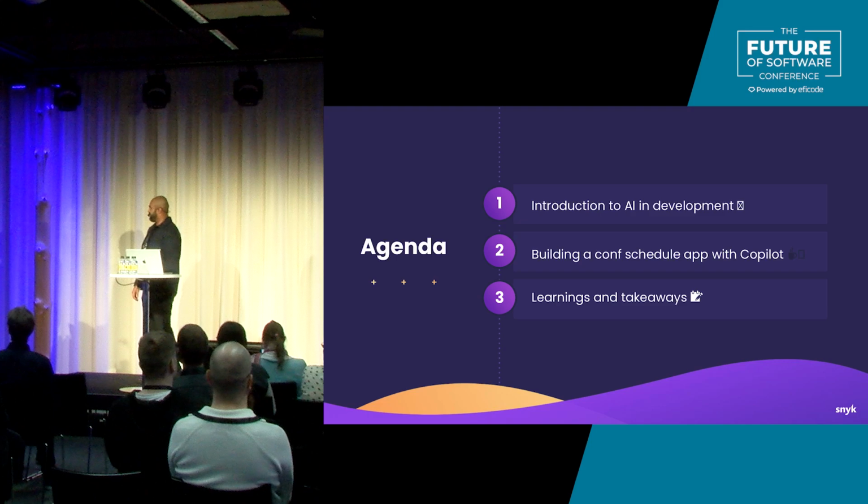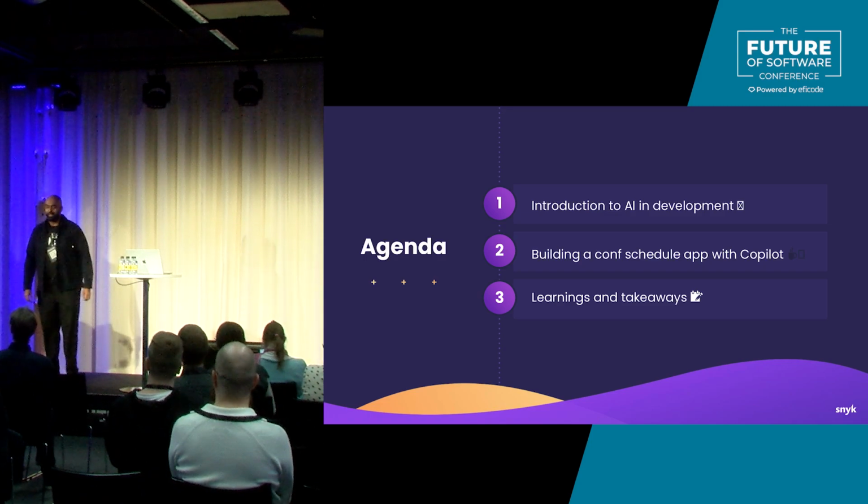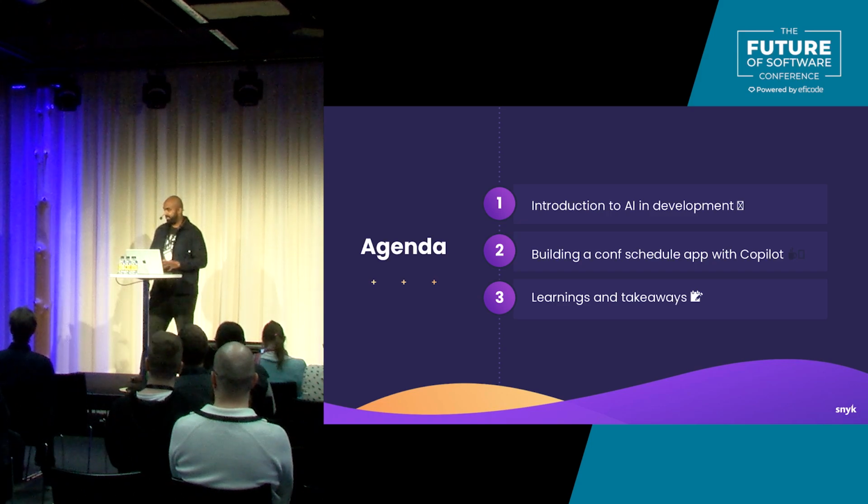This is what we're going to cover today, right? How do you use AI in development? What are the common use cases? And then we're actually going to try to use AI to build an app with Copilot today, right? And we'll see how that goes. And then finally, learnings and takeaways, right?